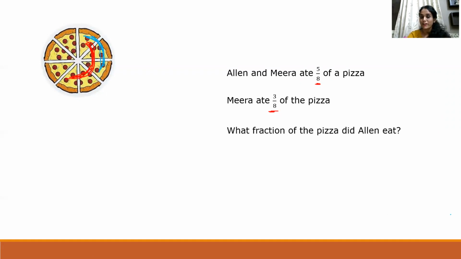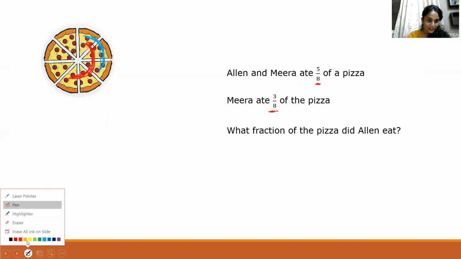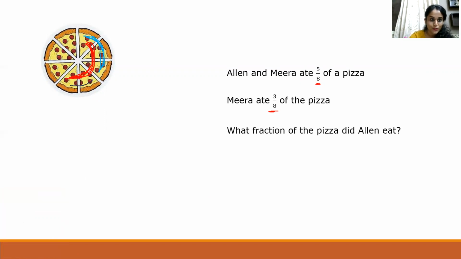Exactly. What fraction of the pizza did Alan eat? Correct. You can see that out of 5, how many are remaining? Yes, 2 are remaining. So these 2 pieces are eaten by Alan. Okay, so we can tell that with the help of this image, Alan ate 2/8 of the pizza.